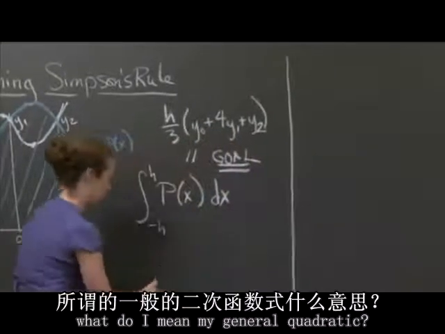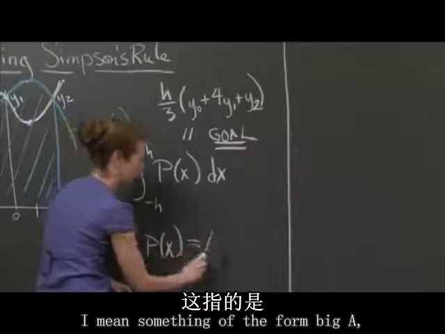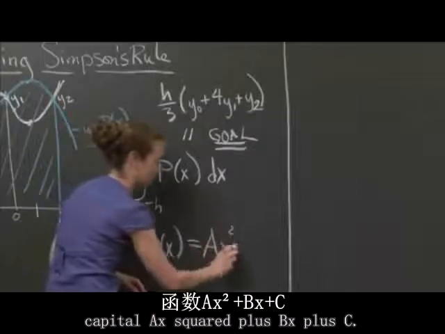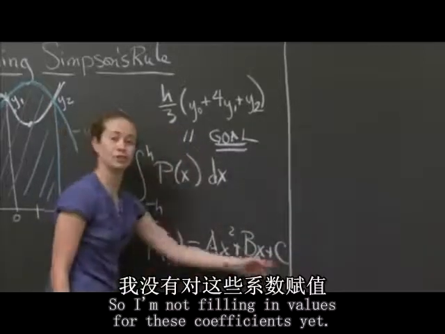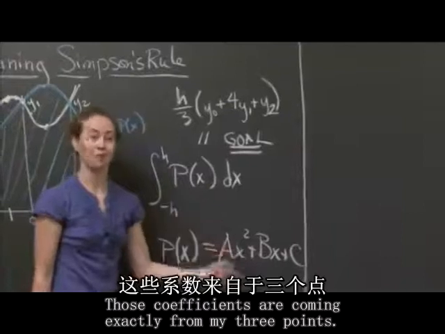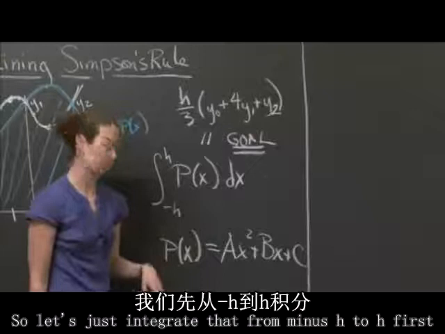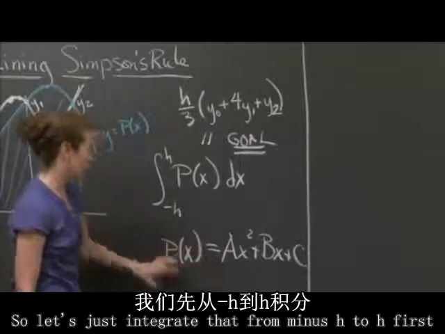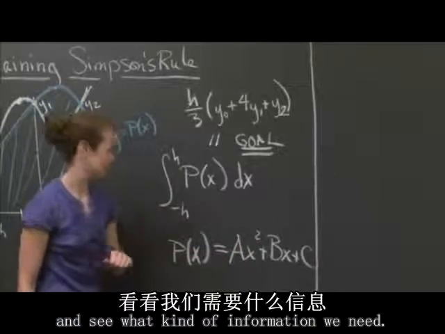Actually, let me say first, what do I mean by general quadratic? I mean something of the form capital A x squared plus b x plus c. So I'm not filling in values for these coefficients yet. Those coefficients are coming exactly from my 3 points, x0, y0, x1, y1, and x2, y2. So let's just integrate that from minus h to h first and see what kind of information we need.